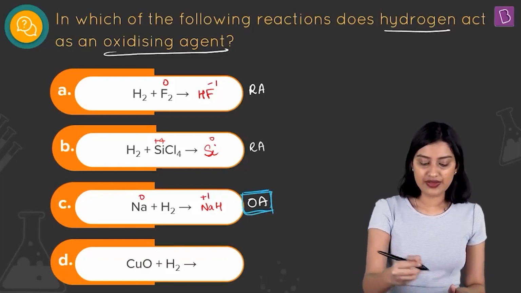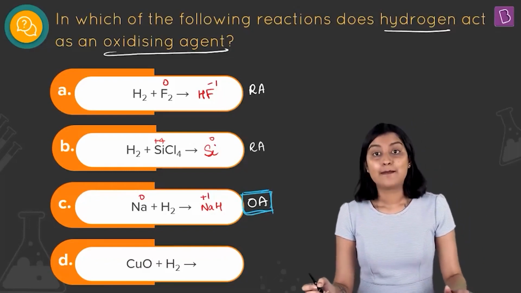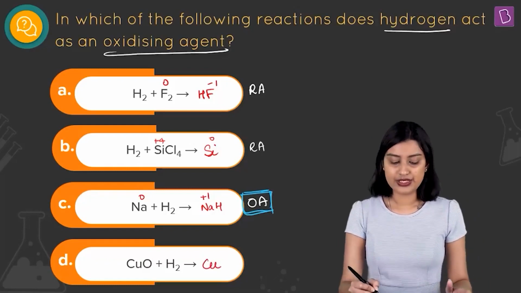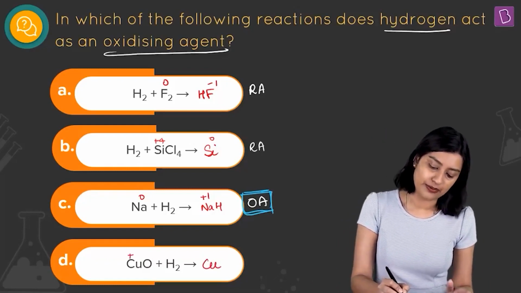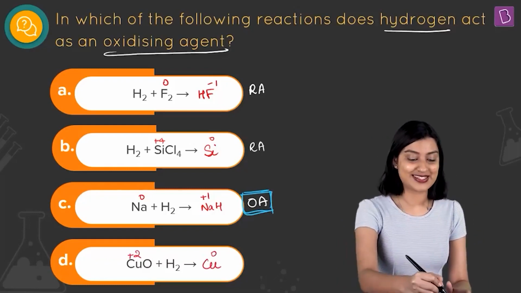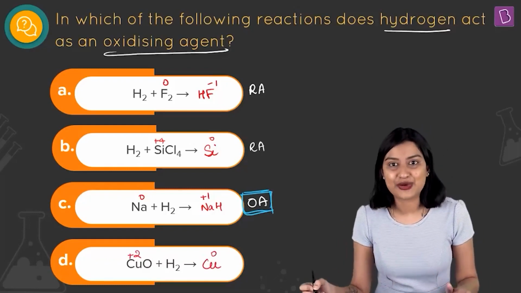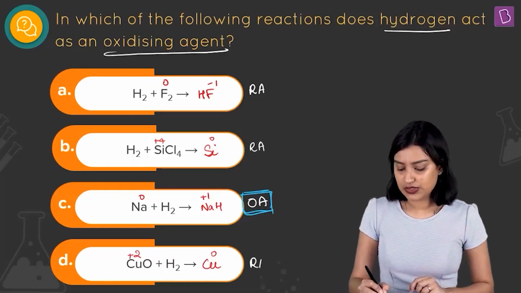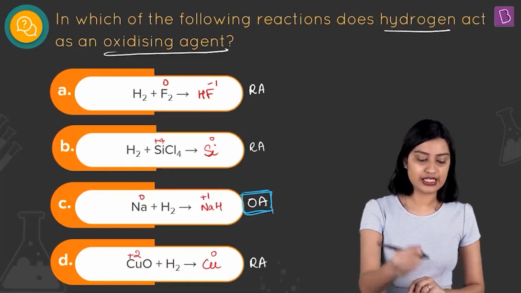Alright, lastly, what do we have? We have copper oxide plus hydrogen giving us copper. So here, initially you had copper in +2 oxidation state. After the reaction you have copper in 0 oxidation state. What is the change that we see? The change that we see is nothing but reduction. So here also hydrogen is acting as a reducing agent.